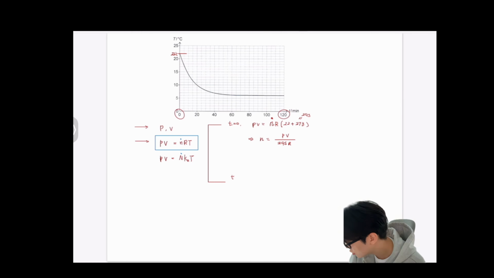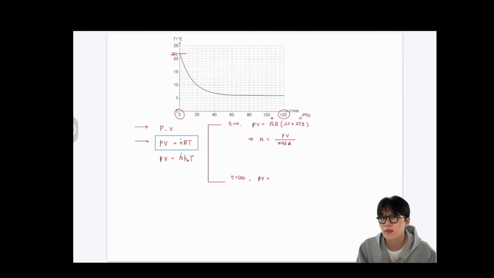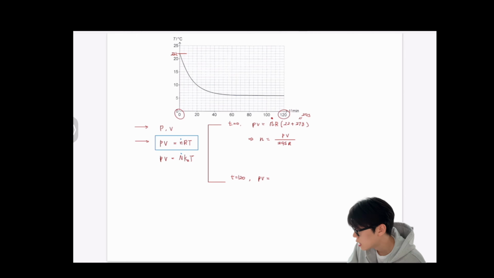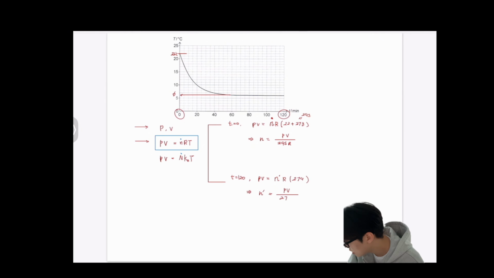When t equals 120, because the pressure and volume are the same, I don't have to change anything else. I can just use PV equals nRT. However, the number of molecules has changed, it has increased, so I'll use n prime in this case, and R times T. In this case, the temperature is 6 degrees Celsius, but we cannot use 6 degrees Celsius, so you have to add 273, which is 279. So n prime equals PV over 279R.